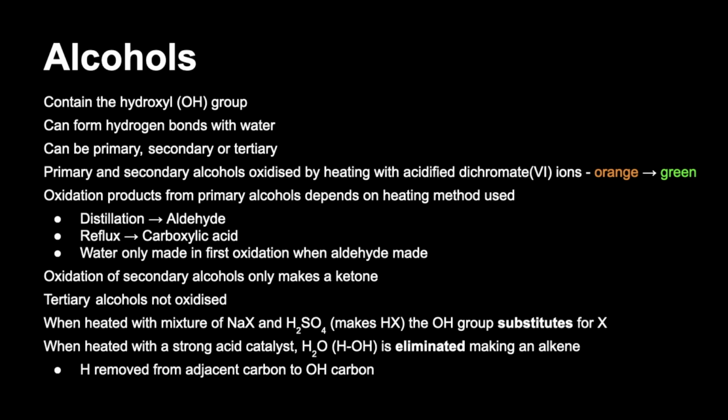And the thing to remember is the hydrogen, the single hydrogen in the HOH, is removed from an adjacent carbon to the OH carbon. So where those two carbons are, the one with the OH on and the adjacent carbon, you're going to get a double bond forming there. And you get the alkene. And whenever you make an alkene in any reaction, you should always ask yourself, can it show EZ isomerism?